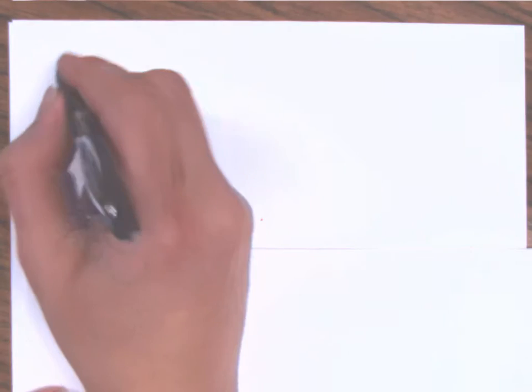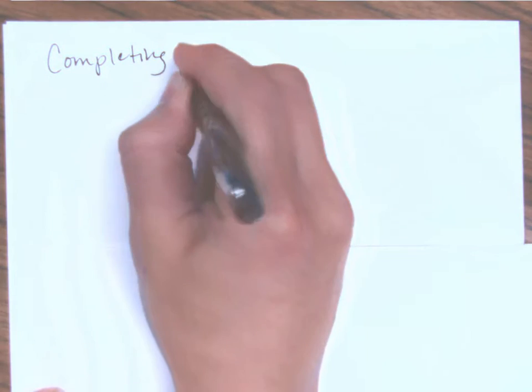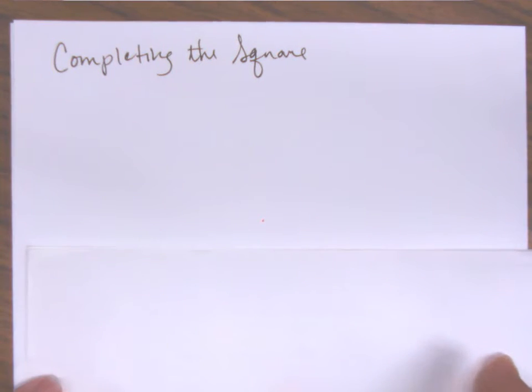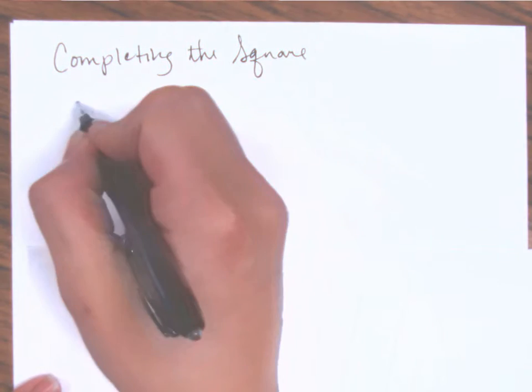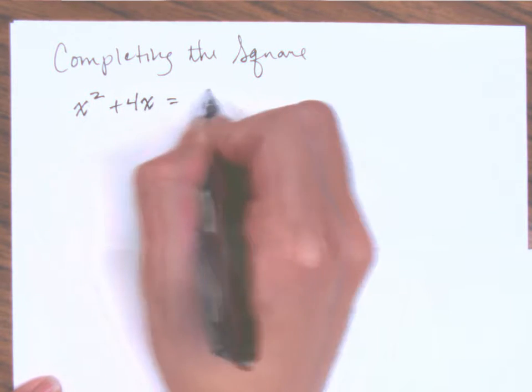So next we're going to look at an example of solving an equation by completing the square. Okay, so let's say we have the equation x squared plus 4x equals 21.